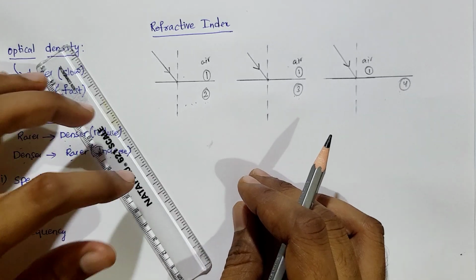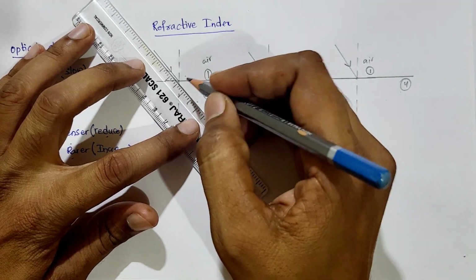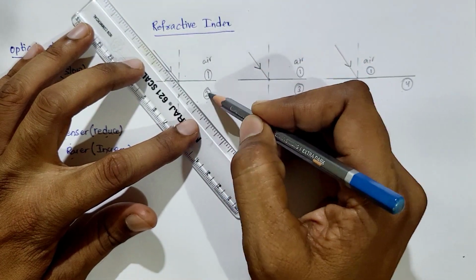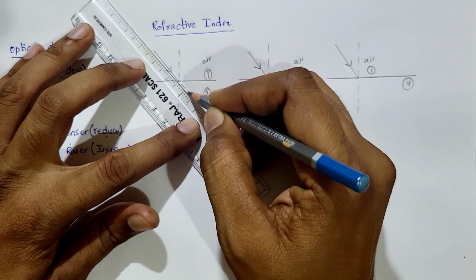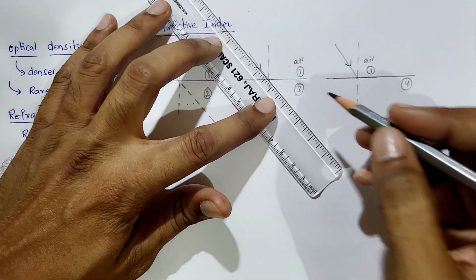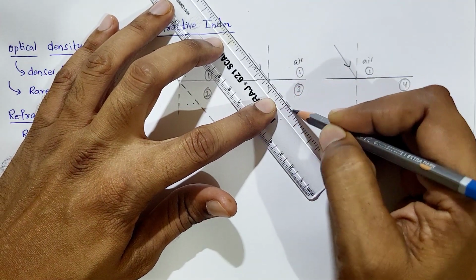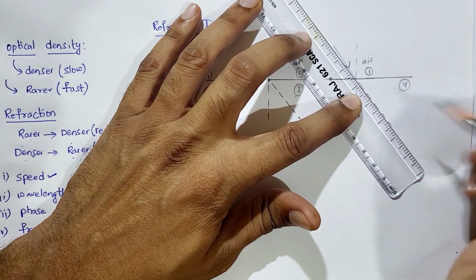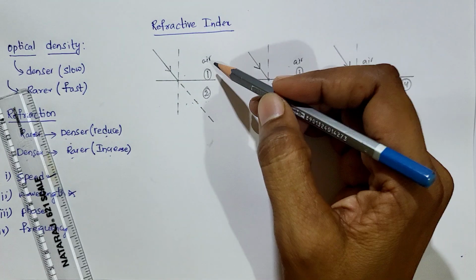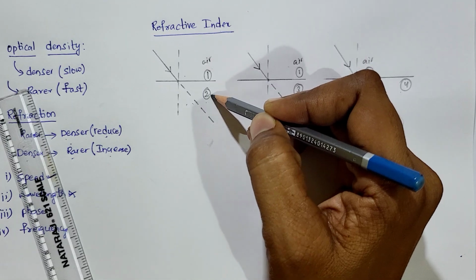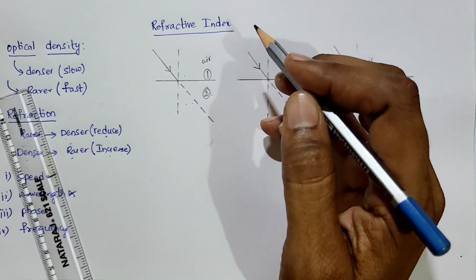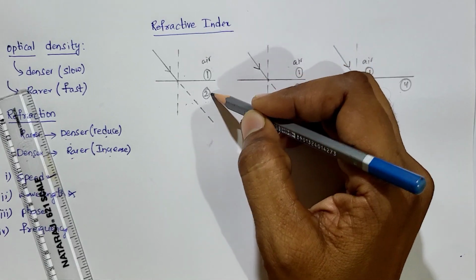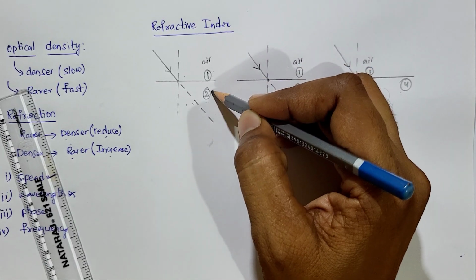Correct? Okay. The refractive index, I mean the optical density, of these two mediums is different. If the optical density is different, then only refraction will happen. What is this dotted line you are drawing, sir? This is the extended light ray. Now, if the optical density of the mediums is the same, refraction will not happen. But these two mediums don't have the same optical density.